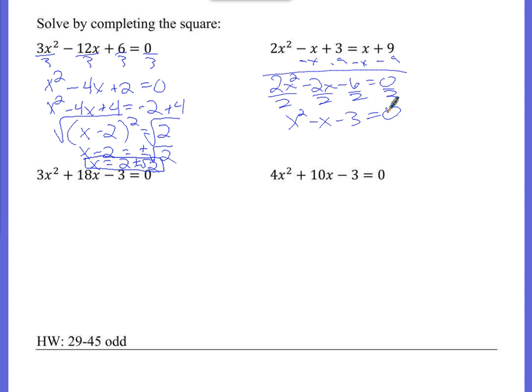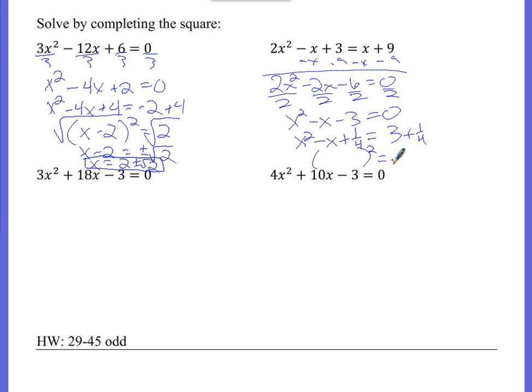I want to solve by completing the square. So that means I got to boot the negative 3 over here, and now I have x squared minus x, leave a space, equals positive 3. It's not 1. This is 1 here. Half of this number is 1/2. 1/2 squared is 1/4. So plus 1/4. Plus 1/4 on this side as well. So now this is a perfect square, equals 3 1/4.